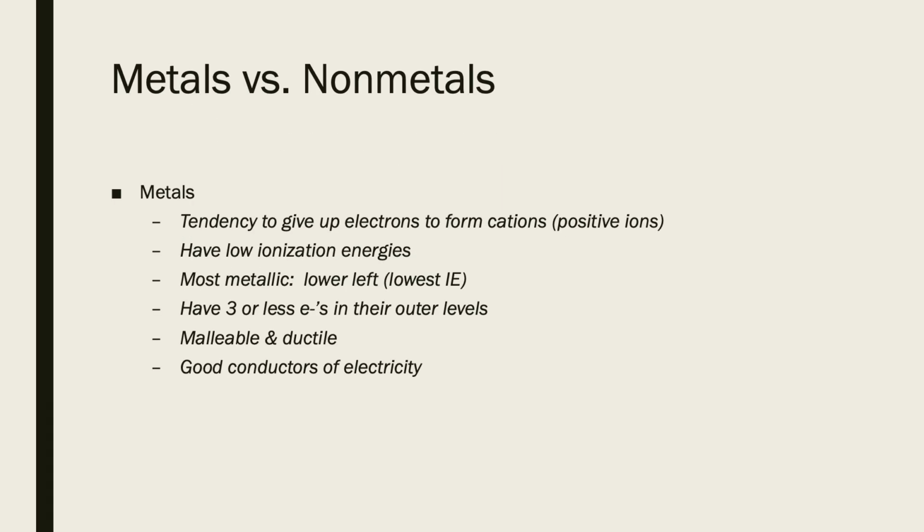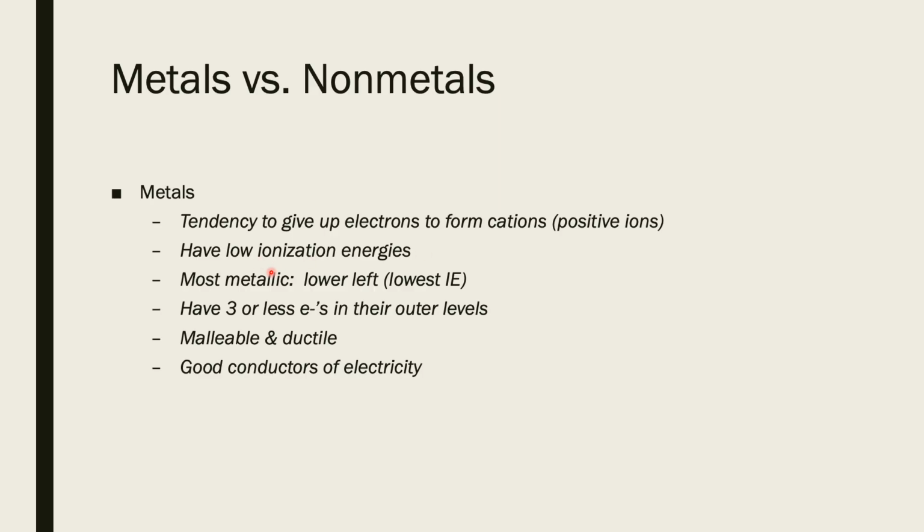Okay, taking a look at the properties for metals. Your metals tend to give up electrons to form a cation. If you give up electrons and make a cation, you're going to become positively charged. Remember, the t in cation is representing the positive sign. They have low ionization energies. Ionization energy is the energy required to remove an electron from an atom in its ground state.